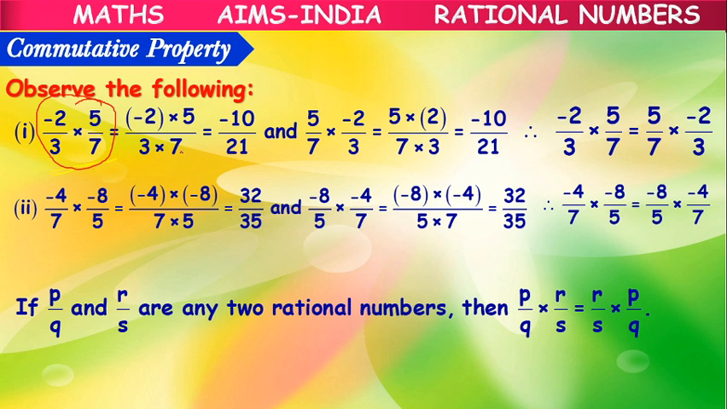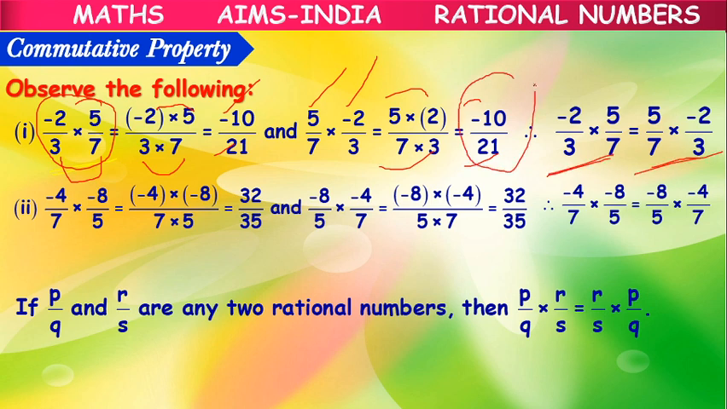We multiplied in this way. Numerators product, denominator product: -10/21. Now we are changing the order. 5/7 (the second rational number) came first, and the first rational number went to second. Now again we have multiplied. But what is the result? In both cases, the result will be the same.